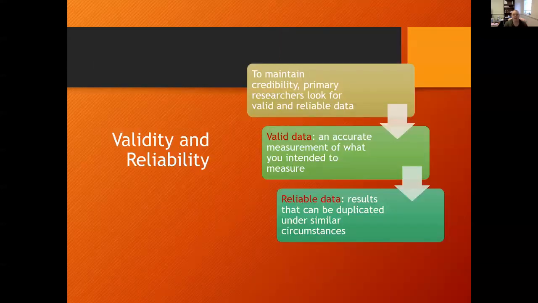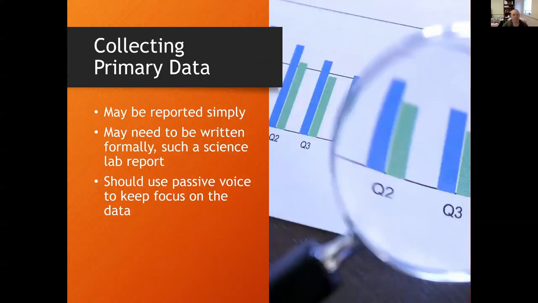Now, with any of these types of collection, we need to maintain validity and reliability. So to maintain credibility, primary researchers are going to look for valid and reliable data. Now, valid data is going to be an accurate representation of what's going on, and reliable is data that can be reproduced in a similar environment under similar circumstances. So valid is correctness, reliable means you're able to duplicate.